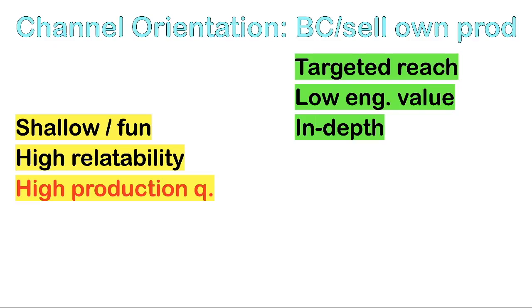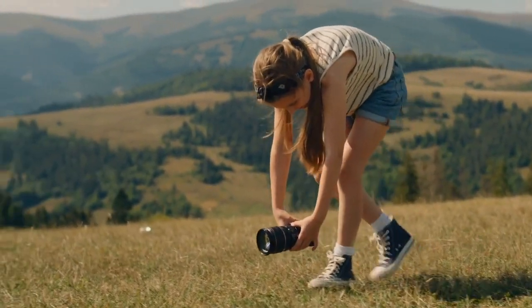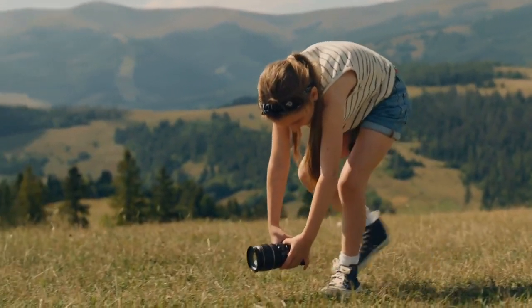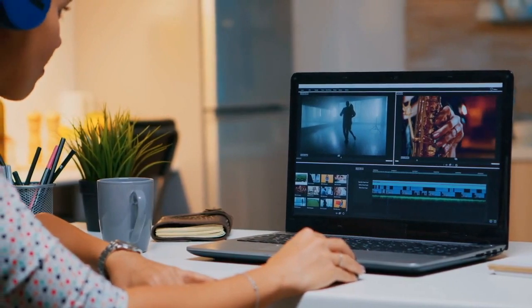And the production quality is going to vary a little bit. On some channels, some niches, you can have videos which have low production quality, but other channels and niches, you might have videos that require high production quality. If your niche is filmmaking, then generally you want videos that have high production quality because they give some insight into your skill as a videographer.